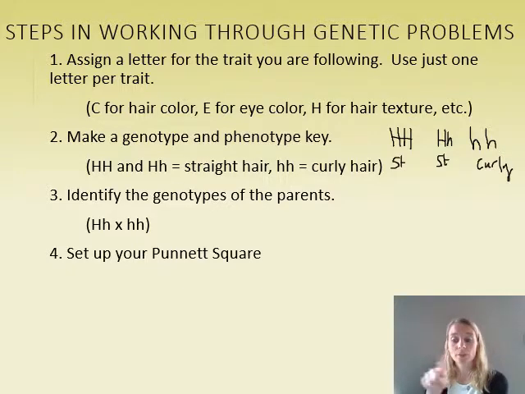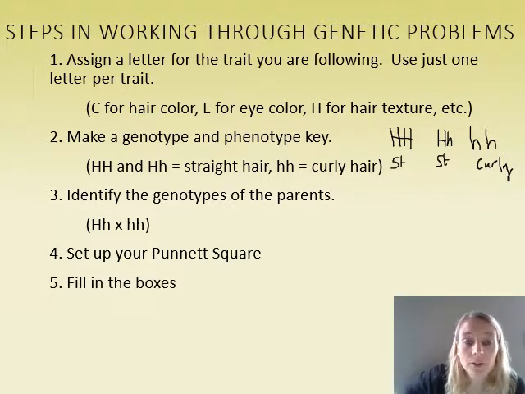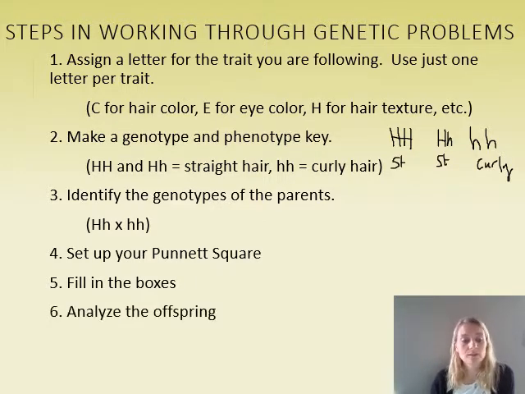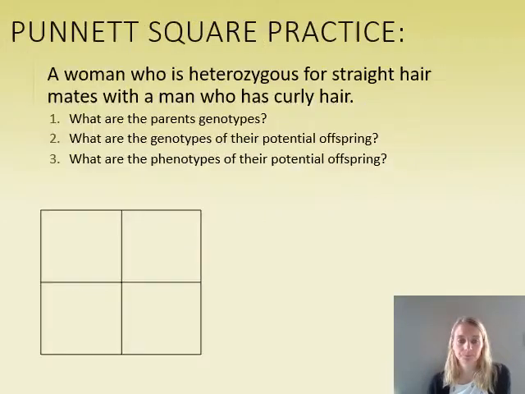Okay, then you'll set up your Punnett square, just like a four-box box. Fill in the boxes, right? You're setting up your parental genotypes, one parent on the top, one parent on the side. You fill in your boxes, and then you analyze your offspring and answer whatever the question is asking. You might be asked, what are the genotypes of the offspring? What are the phenotypes of the offspring? What's the likelihood that they're going to have a homozygous recessive or a heterozygous? Then you can answer the questions based on what you have in your box.